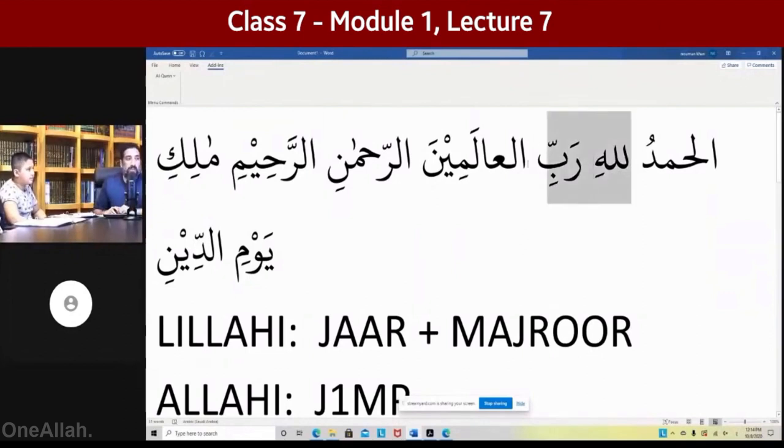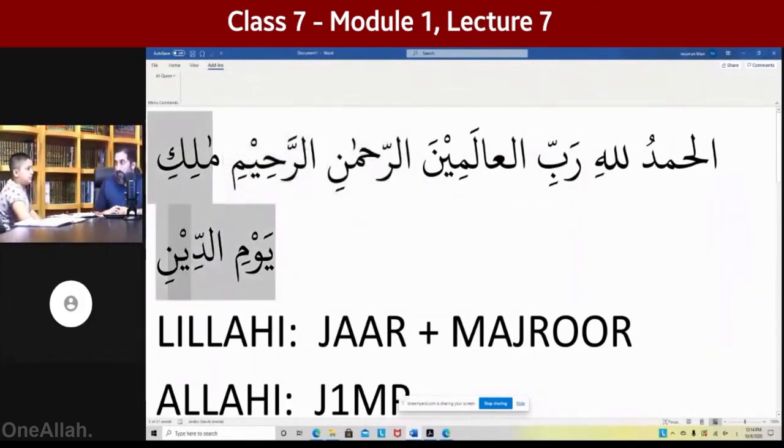So Rabbil Alameen is description number 1. Ar-Rahman is description number 2. Ar-Rahim is description number 3. Maliki Yawmiddin is description number 4.